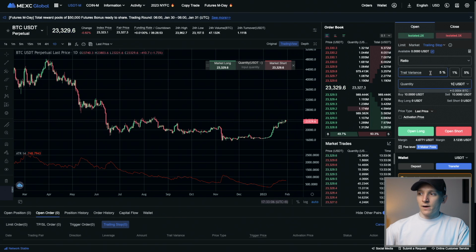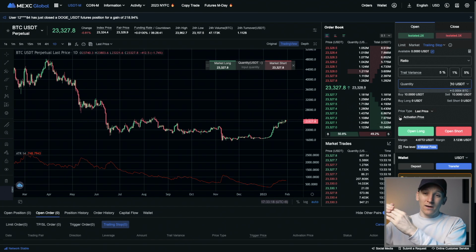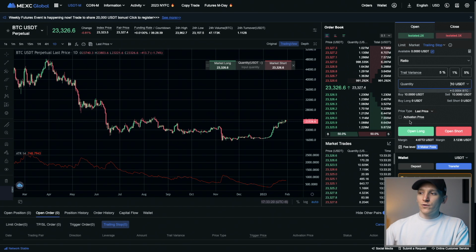We would look at a trading variance of, let's say, 5%. We would choose the amount that we're short in. So if we've got one BTC, we would want to trade exactly one BTC out. And obviously the activation price, you can set at a lower price, but you don't need to. If you just keep this off, it will trade at the prevailing market price. And then of course you would open a long position there. Now that long position would be 5% above this, to close off.